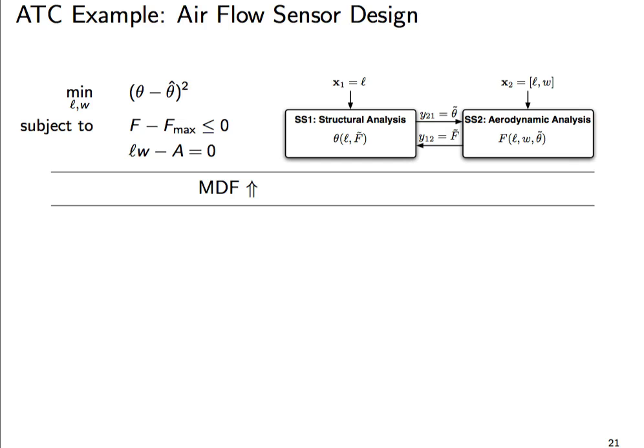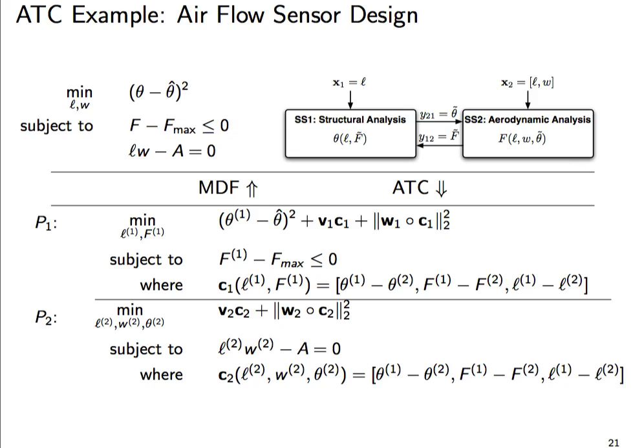Now let's have a look at the ATC formulation where we have applied a disciplinary partition. In this partition, subproblem 1 includes the structural analysis, and subproblem 2 involves the aerodynamic analysis. Within this partition, the vane length L is a shared design variable, and theta and F are coupling variables.